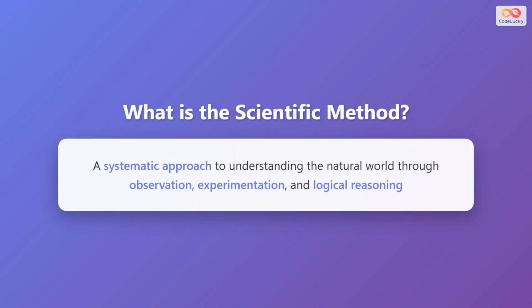The scientific method is a systematic approach to understanding the natural world. It relies on three key components: observation, experimentation, and logical reasoning. By carefully observing phenomena, designing controlled experiments, and thinking critically about results, chemists can uncover the laws that govern how matter behaves. This method ensures that scientific knowledge is built on evidence rather than speculation.